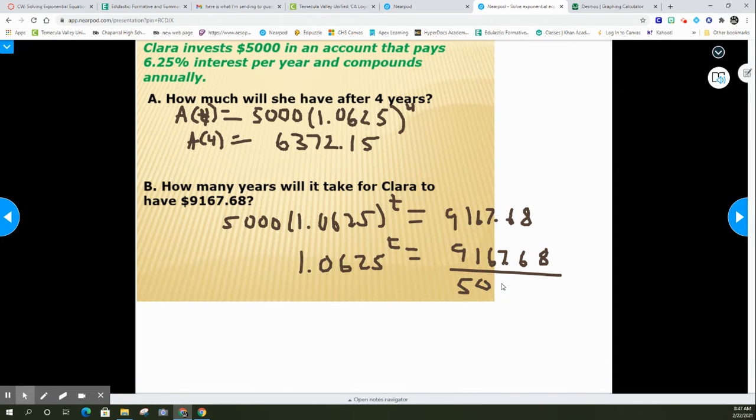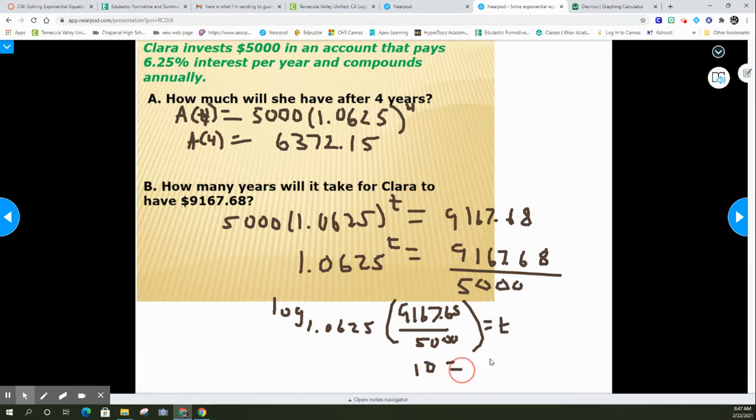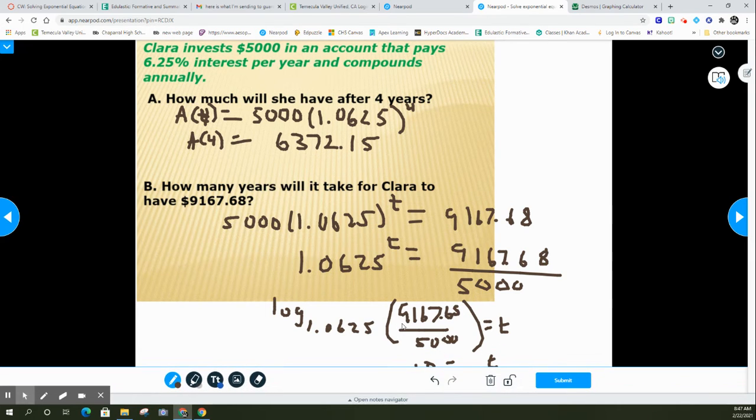Now I can just rewrite this and use my calculator. So log base 1.0625 of that fraction equals t. And guess what that is? That's 10. You would just type that into your calculator to get that.